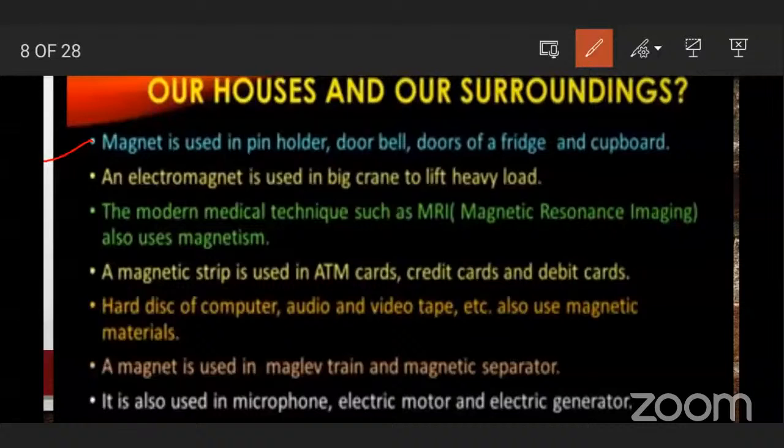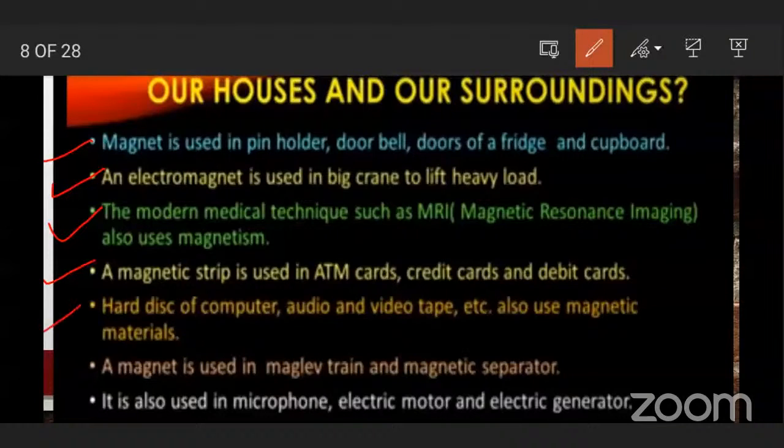It is used in pin holder. Our doorbells also work with the help of magnets. Second, an electromagnet is used in big cranes to lift heavy loads. Third, modern medical techniques such as MRI, which means magnetic resonance imaging, also use magnetism. Next, a magnetic strip is used in ATM cards, credit cards, and debit cards. If you've seen ATM cards, there is a magnetic strip there.